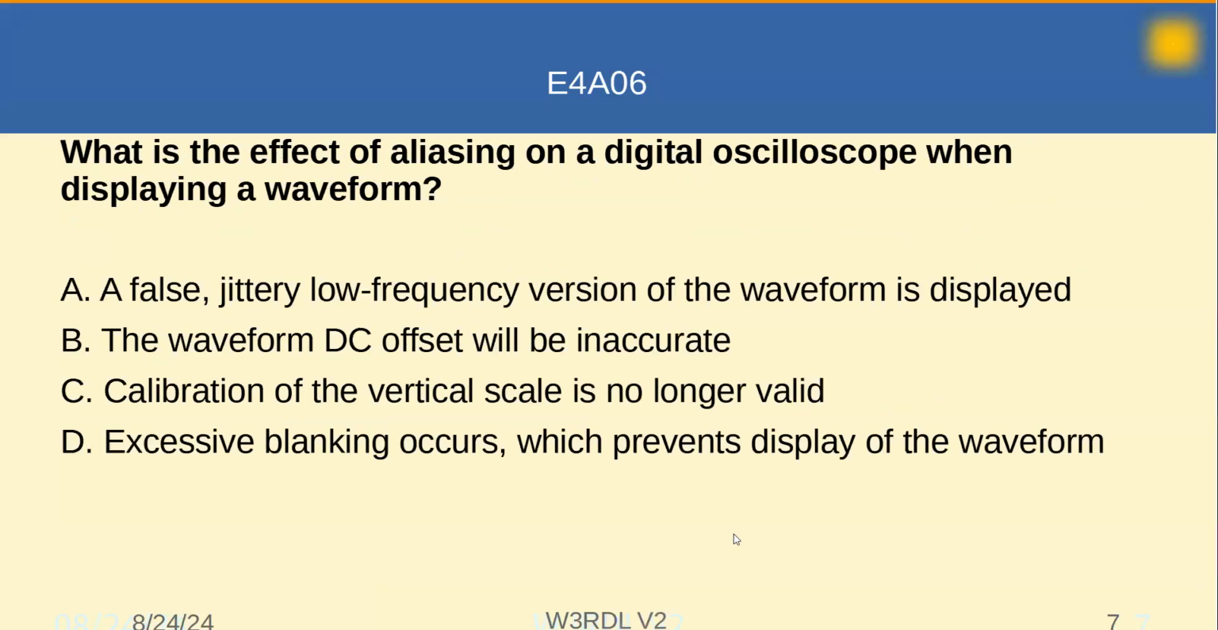What is the effect of aliasing on a digital oscilloscope when displaying a waveform? Alpha? Alpha.